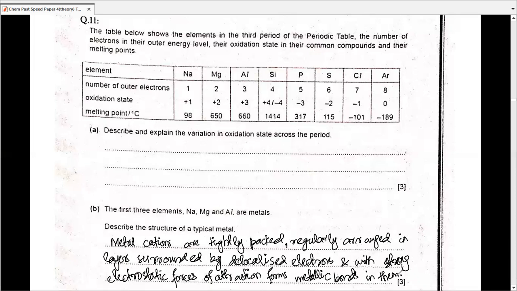So the keywords are: metal cations are regularly arranged in layers. Secondly, surrounded by delocalized electrons. Thirdly, strong electrostatic forces of attraction. Fourthly, if you can write it in the same 3 lines, then at the fourth point, they form metallic bonds. If you cannot write it, that's fine. Try to stick with the first three as compulsory for 3 marks.